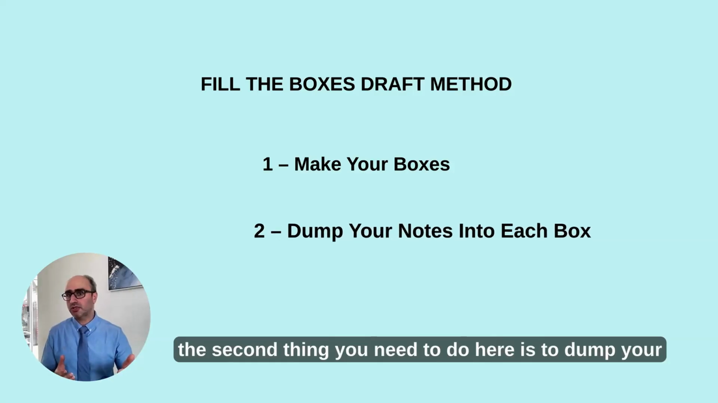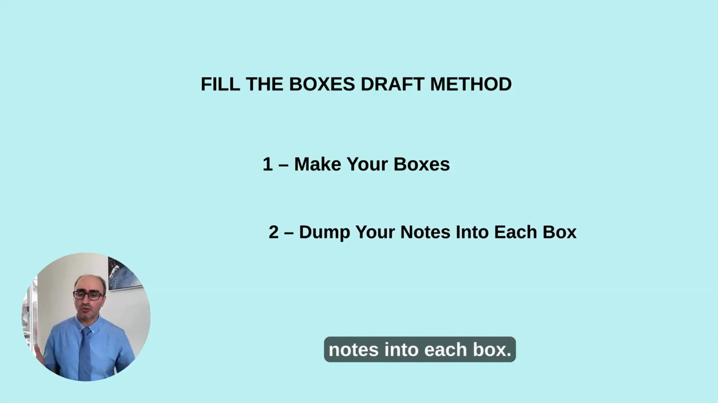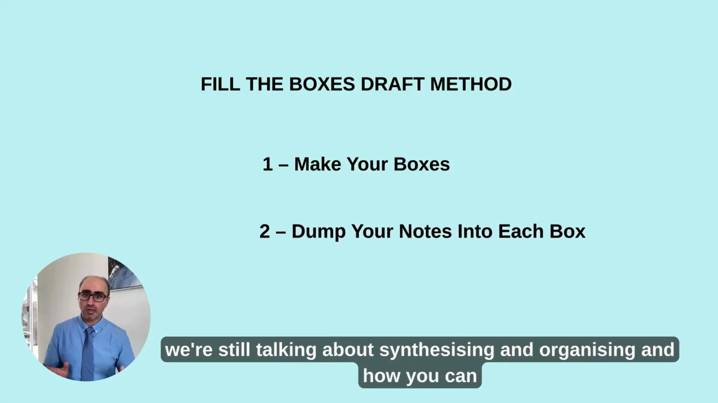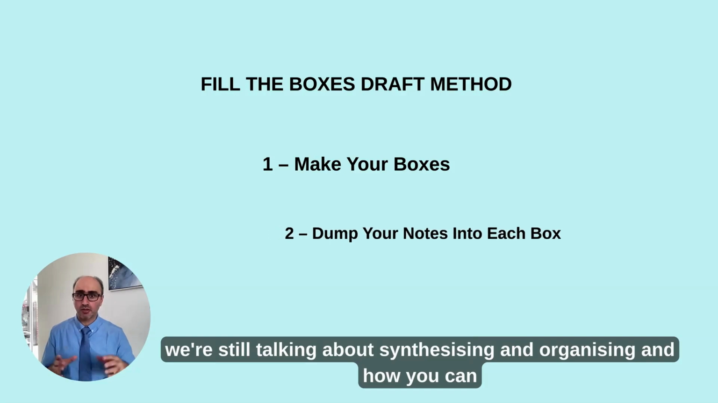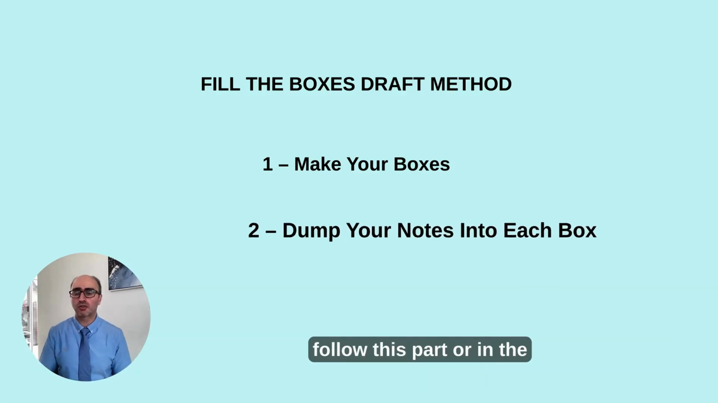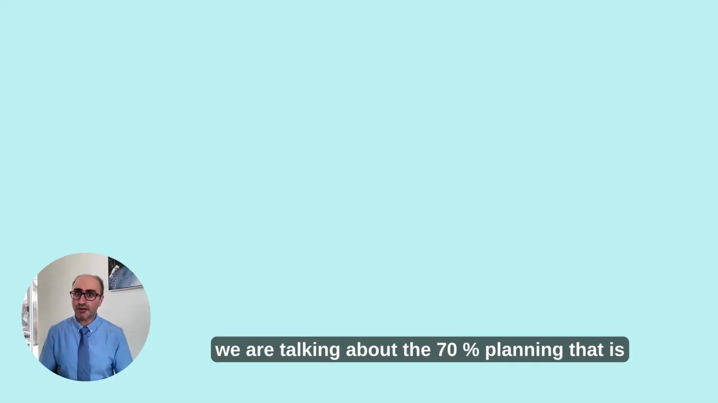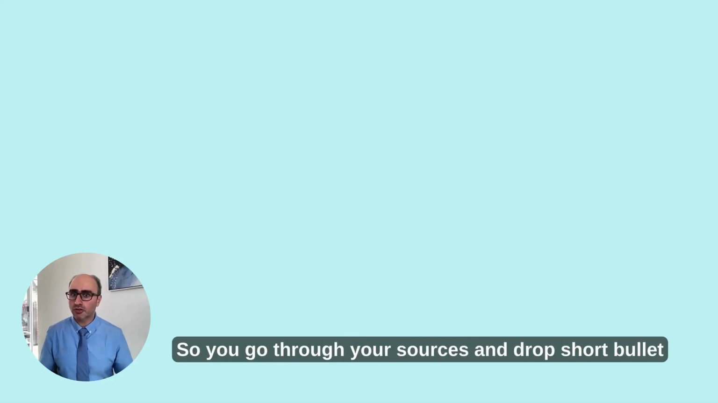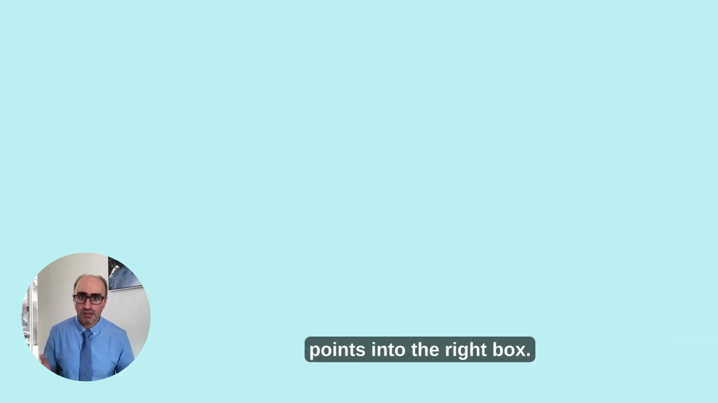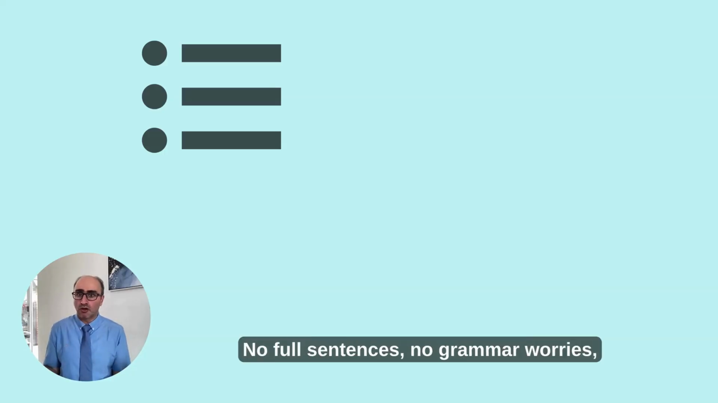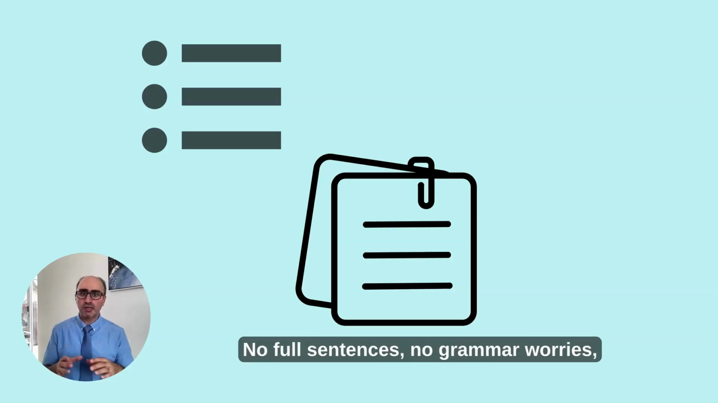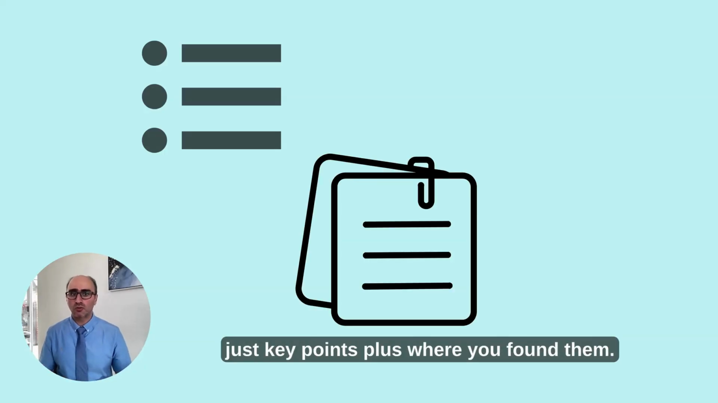Now, the second thing you need to do here is to dump your notes into each box. We're still talking about synthesizing and organizing and how you can develop this part in the process of your writing. So again, we're talking about the 70% planning that is happening here. So you go through your sources and drop short bullet points into the right box. No full sentences, no grammar worries, just key points plus where you found them.